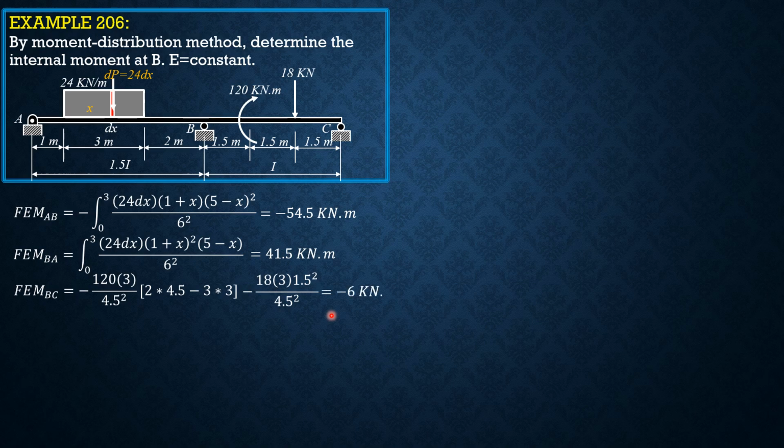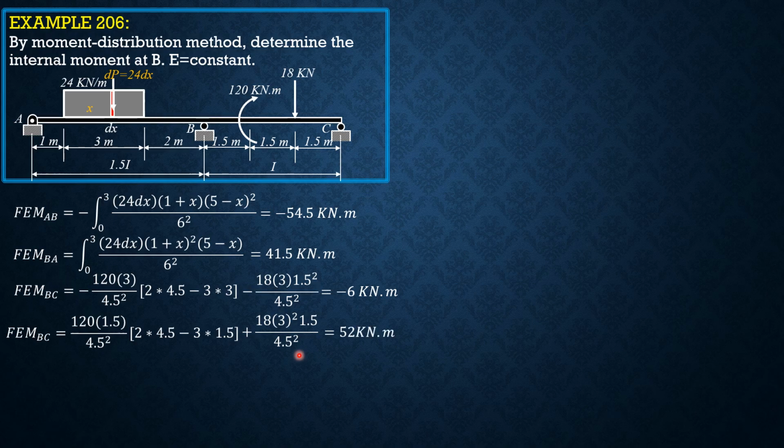So fixed moment BC is negative 6 kilonewton meter, while fixed moment CB is positive 120 times a, which is 1.5, all over 4.5 square, quantity 2L minus 3a, 3 times 1.5. Then plus 18 times 3 square times 1.5 over 4.5 square. So it is 52 kilonewton meter. Let's now have the tabulation.